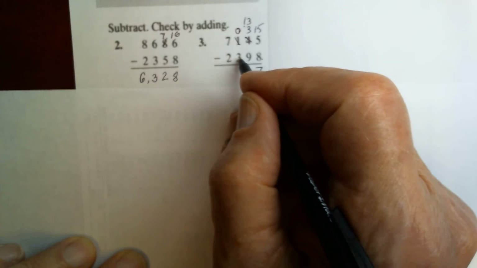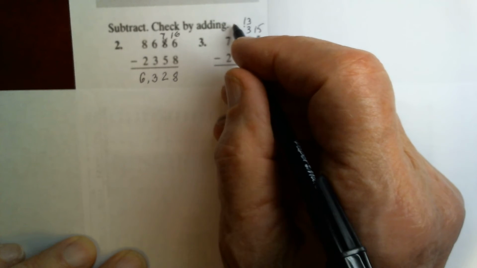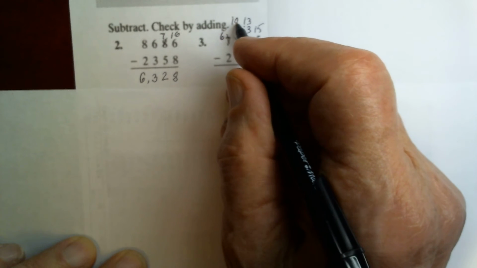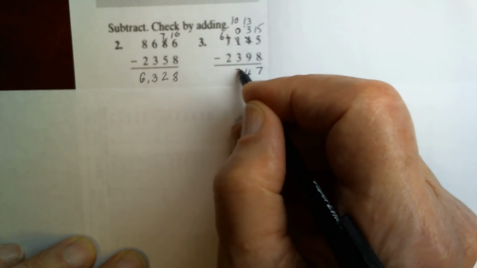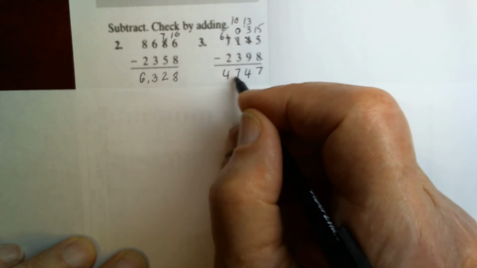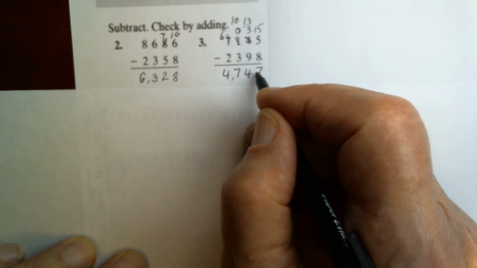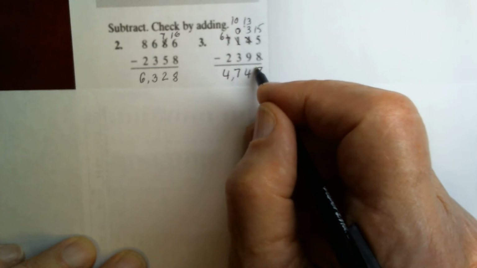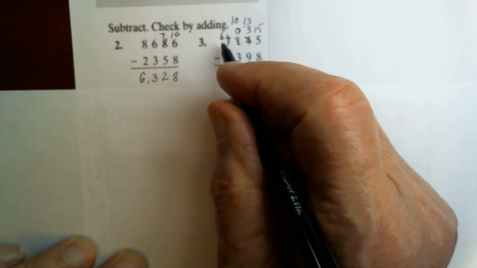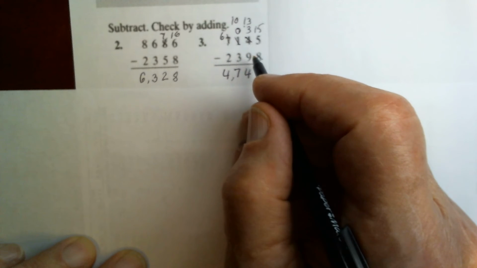And 0 minus 3 does not work, so we borrow 1 from the thousands, so it becomes a 10, and this becomes a 6. So 10 minus 3 is 7. And 6 minus 2 is 4. So the difference is 4,747. And when you add the subtrahend to the difference, then we get the original number, the minuend of 7,145.